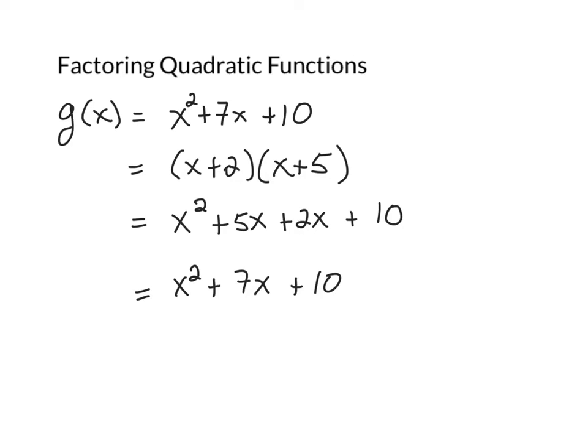So I went through this process of thinking about two numbers that multiply to be 10 and add to be 7. And then I went through my foiling process to confirm that this was the right answer. All right, so I'm going to erase this. I'm going to come back and we'll do one more example.